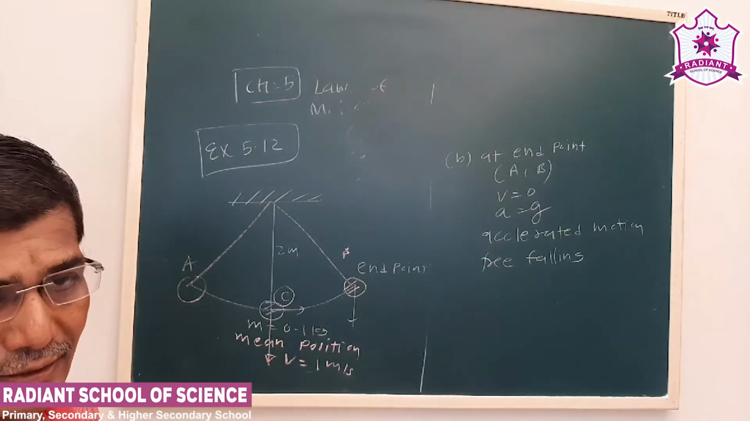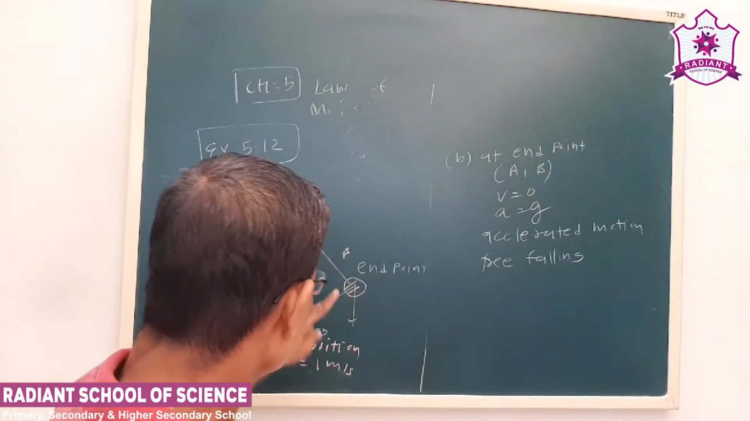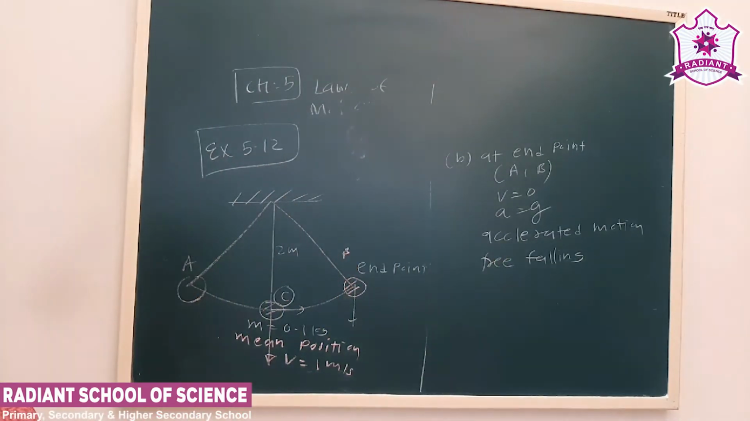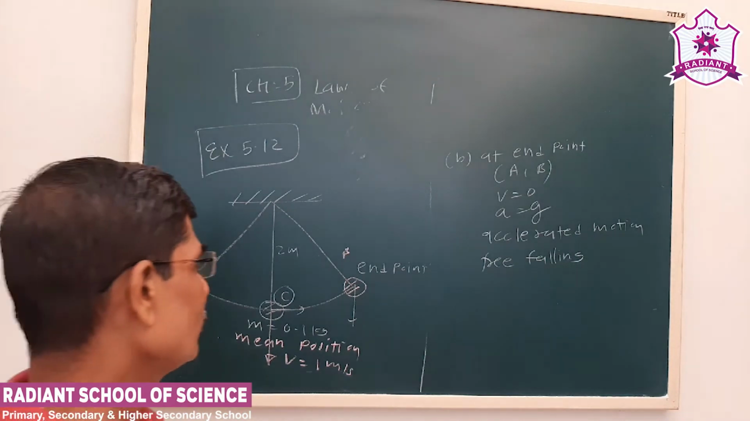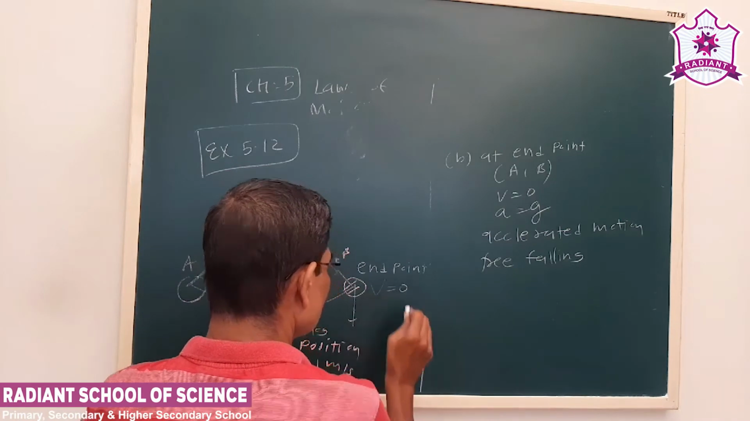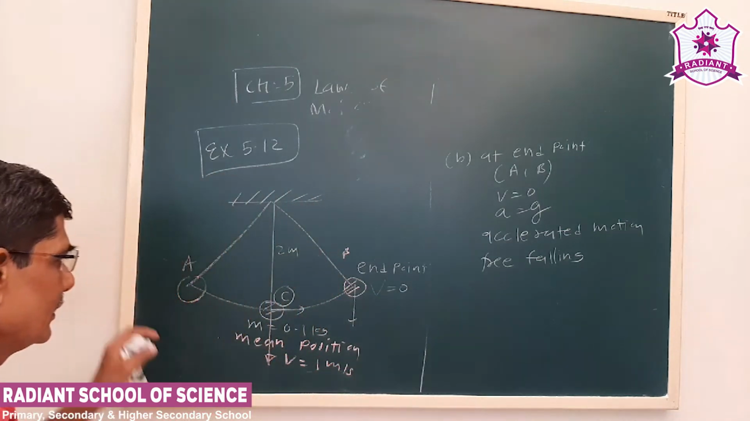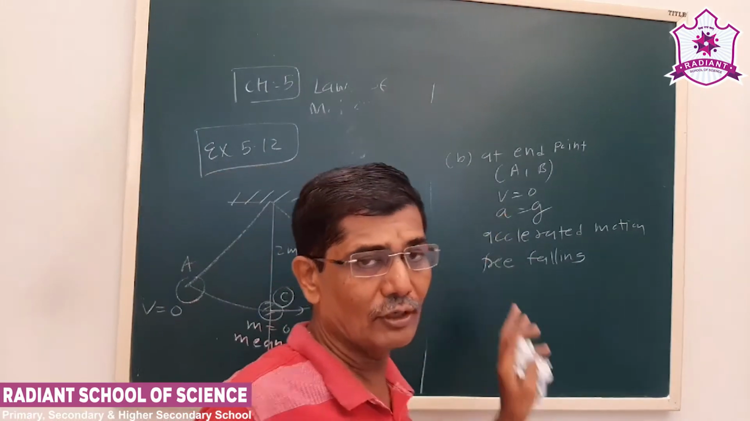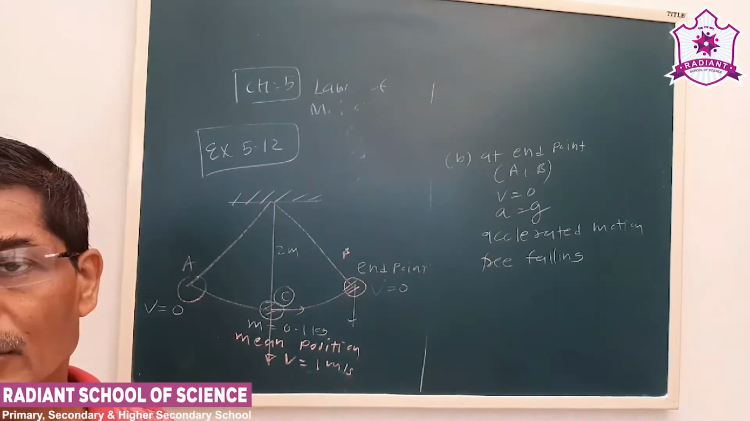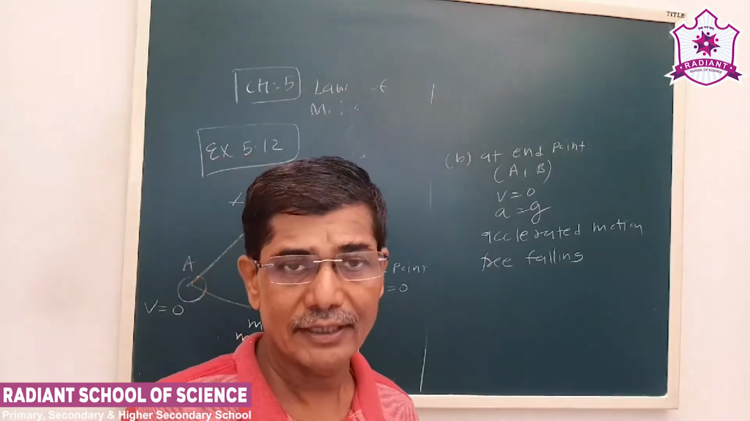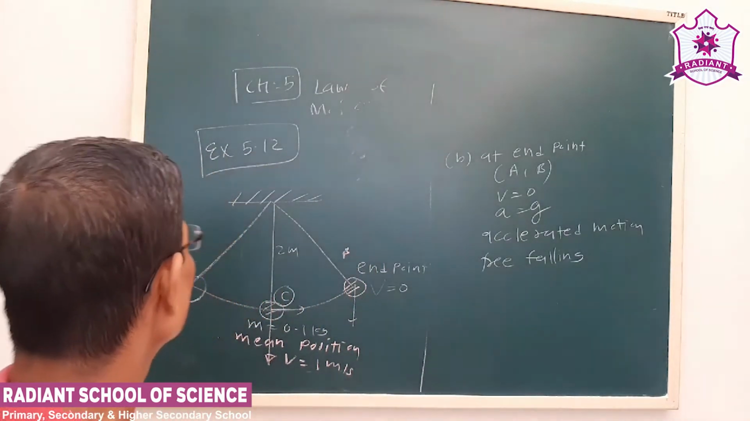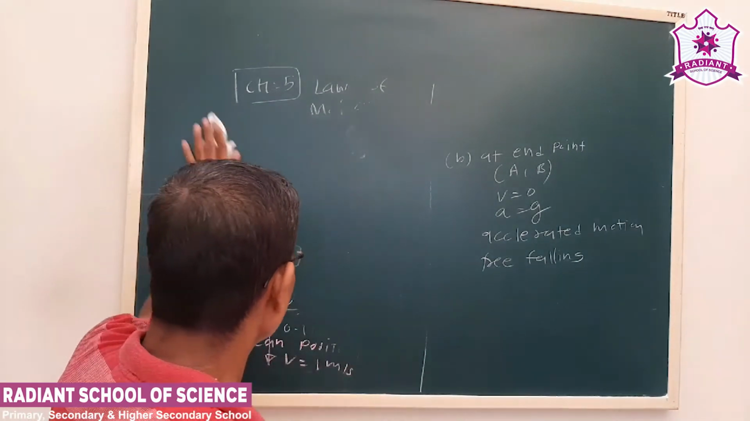And when it is cut at the end point, there is only acceleration g, no velocity. Why? Because at the end point, here or here, the velocity is 0. So velocity is 0, only accelerated motion, and that is because of g, the gravitational acceleration. So it will be a free falling object. Okay, so this is about exercise number 5.12.